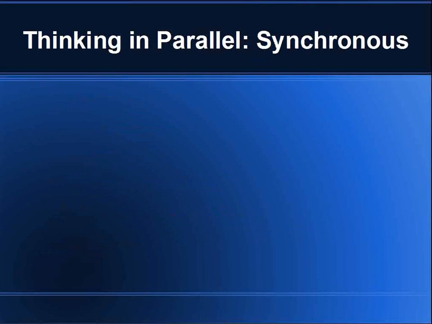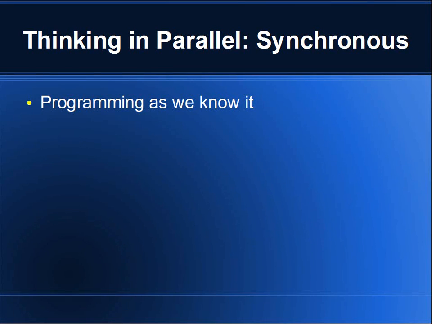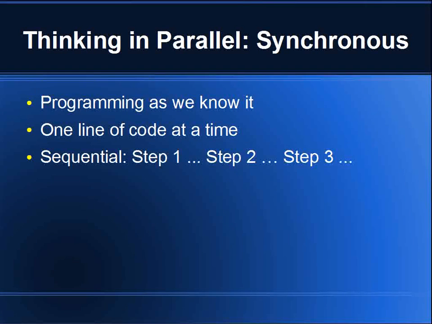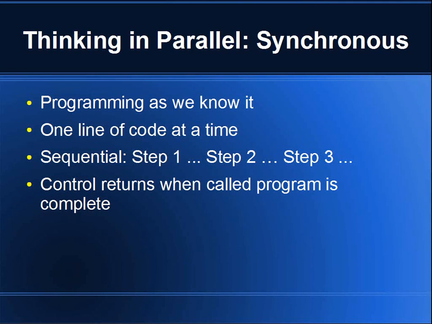Going back to the subject of thinking in parallel, let's talk about synchronous programming versus asynchronous. Now, synchronous programming is programming as we know it, as we've been doing for years. One line of code runs at a time, and it does so in a sequential manner. Step 1 starts, step 2 doesn't start until step 1 is complete, step 3 doesn't start until step 2 is complete, and so on. To put that in more technical terms, when one program calls another program, control doesn't return to the first program until the other program is complete. And that is true even when you're talking about COM objects.